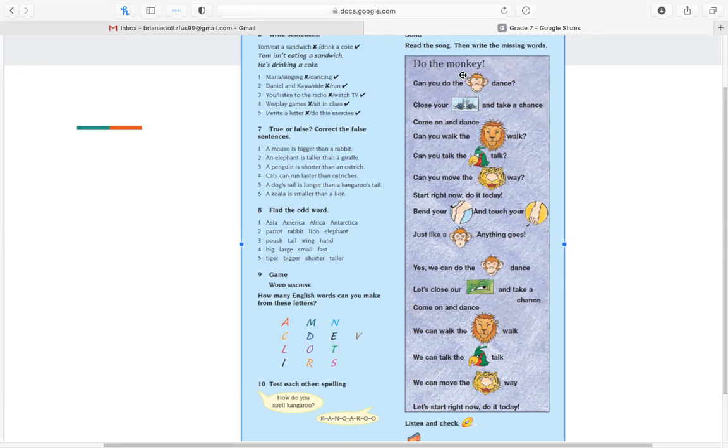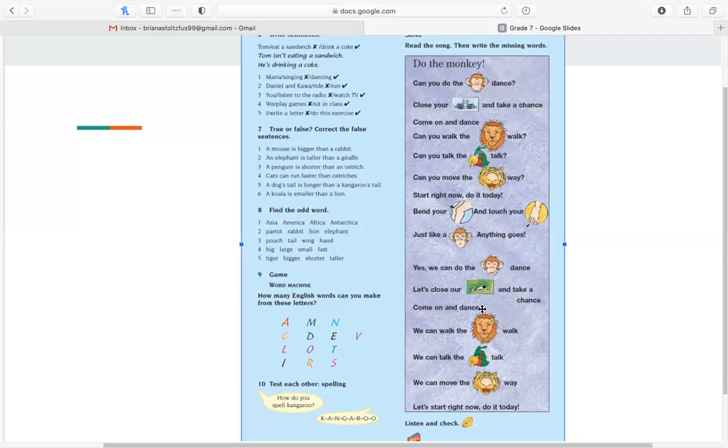Do the monkey. Can you do the monkey dance? Close your eyes and take a chance. Come on and dance. Can you walk the lion walk? Can you talk the parrot talk? Can you move the tiger way? Start right now. Do it today. Bend your knees and touch your toes, just like a monkey. Anything goes.